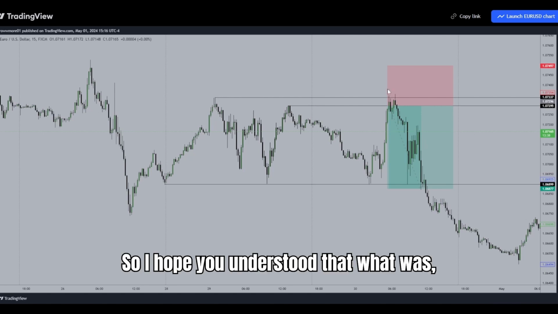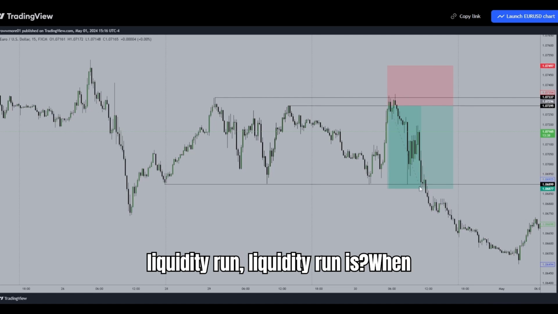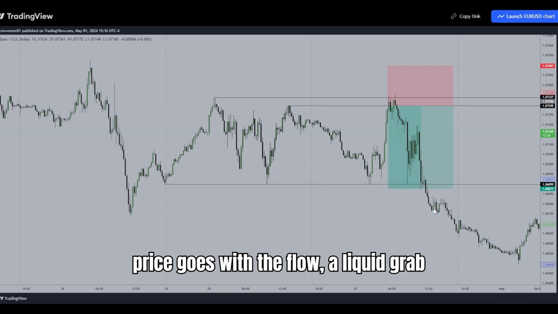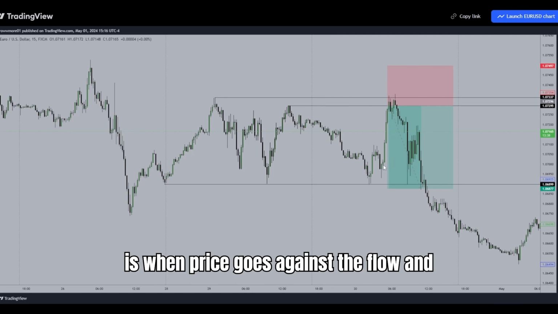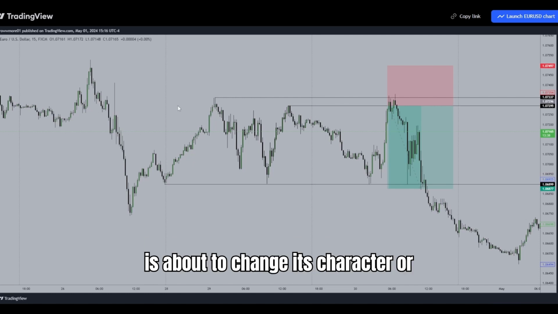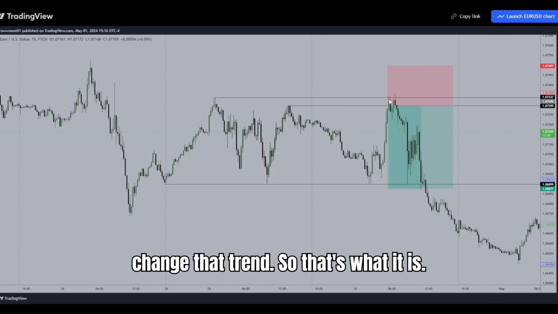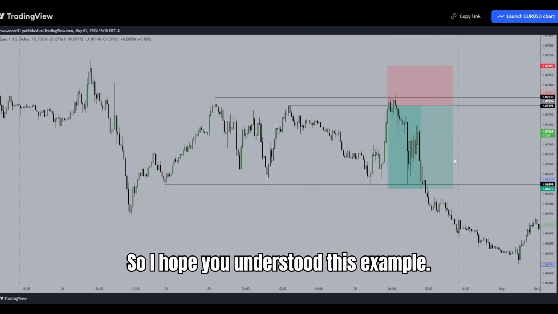That's our entry for sell, so we look for sells over there. I hope you understood what a liquidity grab is and what a liquidity run is. A liquidity run is when price goes with the flow, and a liquidity grab is when price goes against the flow and makes a fool of other traders, making them think the market is about to change its character or change the trend. So I hope you understood this example. Let's go to another example.